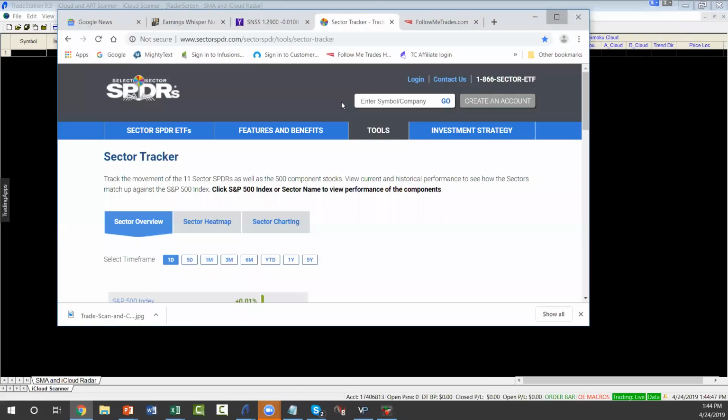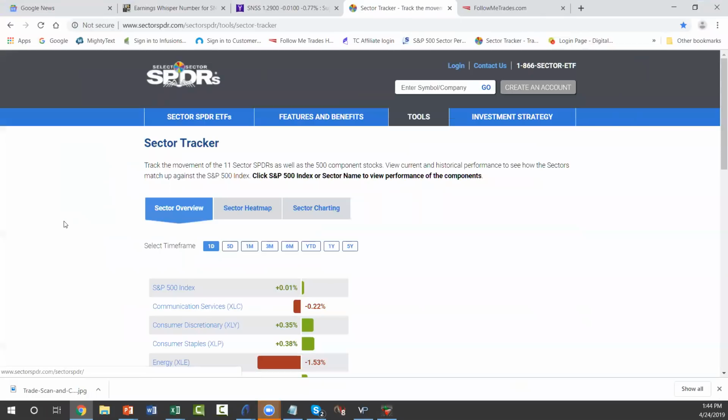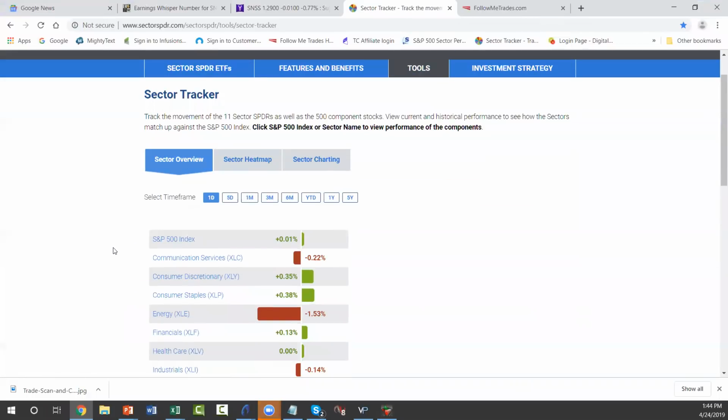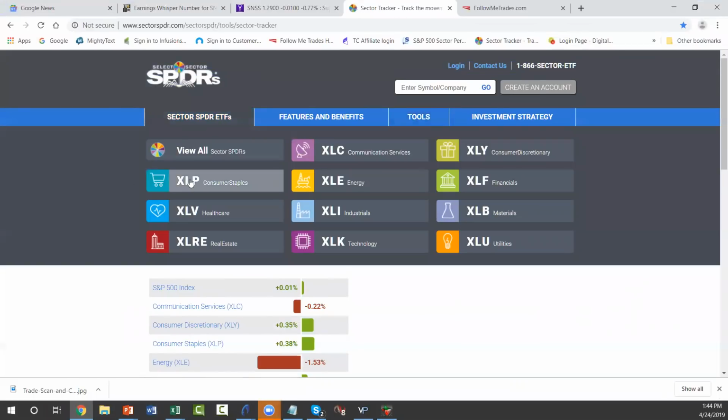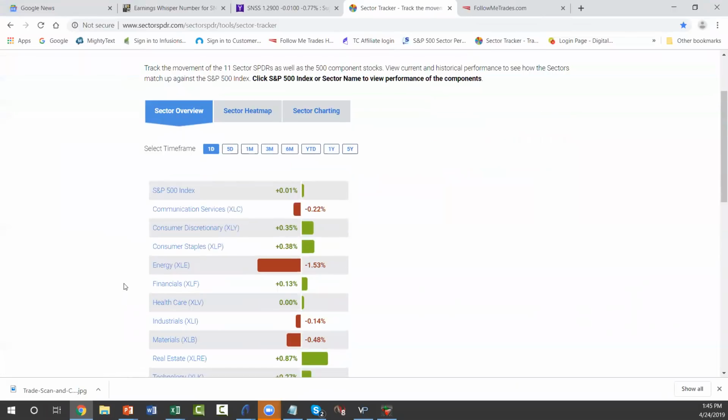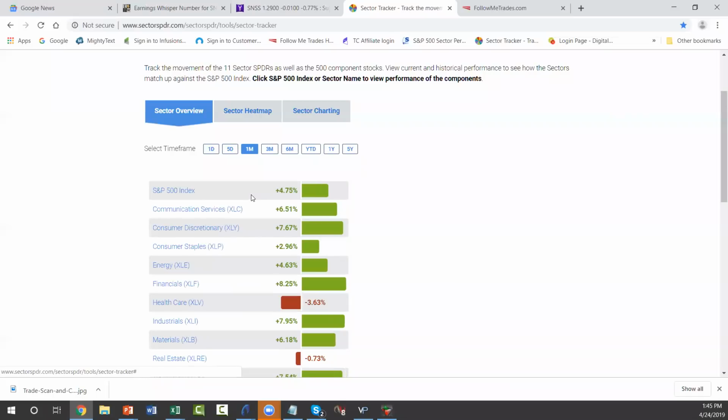There's all kinds of ways to do this, but there's all kinds of free, super cool tools that you can use. So here's this website for the Select Sector SPDRs, right? This is a very high quality, high volume collection of ETFs. Consumer staples, healthcare, real estate, all this kind of stuff. And here's a one-day overview of what went up, what went down, and you can change it from 1 day to 5 days to a month, whatever you want.